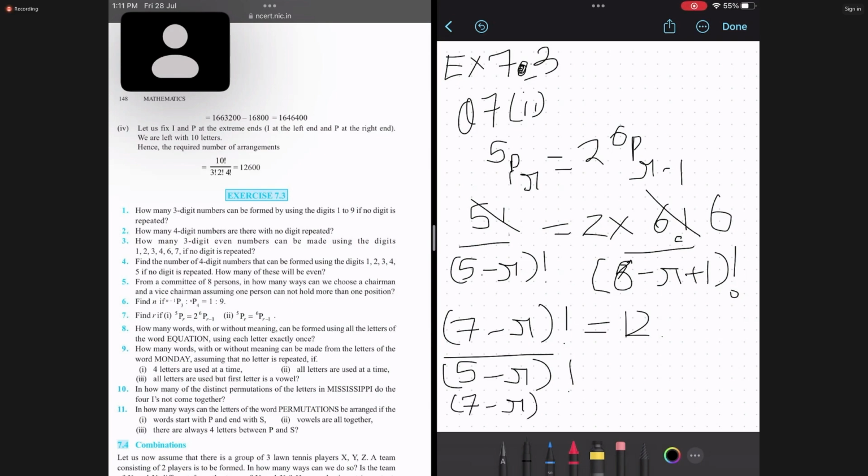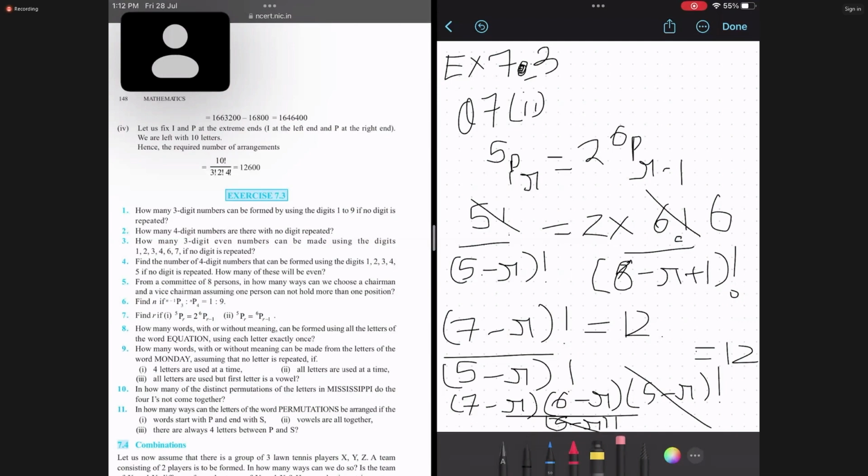So this will become (7 minus r) into (6 minus r) into (5 minus r) factorial upon (5 minus r) factorial is equal to 12. Cancelling (5 minus r) factorial out from the numerator and denominator, the equation that we are left with is (7 minus r) into (6 minus r) equal to 12. Correct. All that is required now is to solve this.